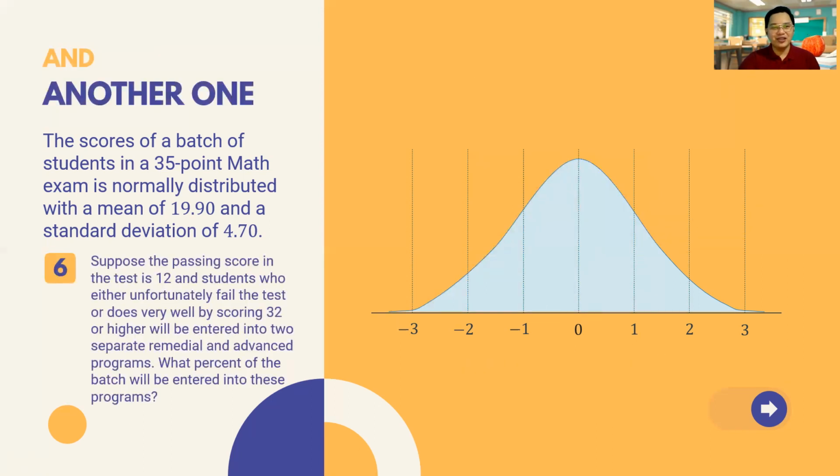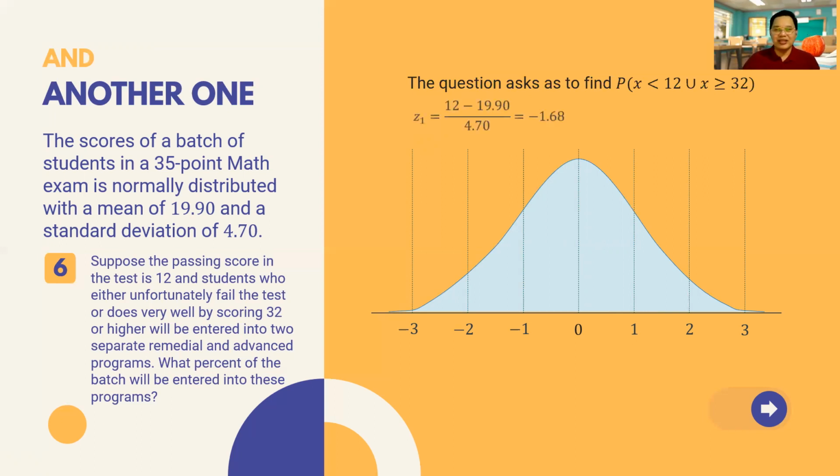All right. Here's another one. Suppose the passing score in the test is 12 and the students who either unfortunately failed the test or do very well by scoring 32 or higher will be entered into two separate remedial and advanced programs. What percent of the batch will be entered into these programs? Okay, so using the data that we see over here, we need to convert both of the scores into their corresponding z-scores. But what the question really is asking us to find is the probability that x is either less than 12 or greater than or equal to 32.